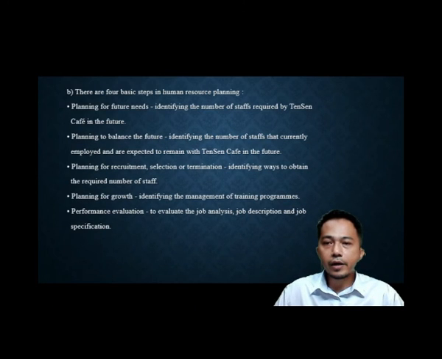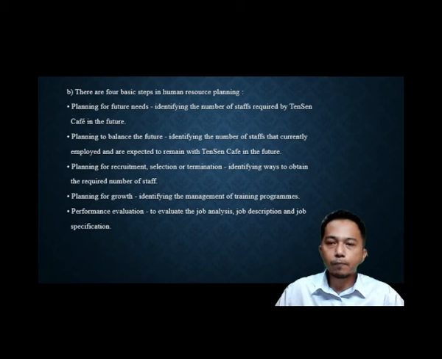There are 4 basic steps in human resource planning. First, planning for future needs, which means identifying the number of staffs required by 10-cent cafe in the future. Second, planning to balance the future, identifying the number of staffs that are currently employed and are expected to remain with 10-cent cafe in the future. Third, planning for recruitment, selection or termination, identifying ways to obtain the required number of staffs.